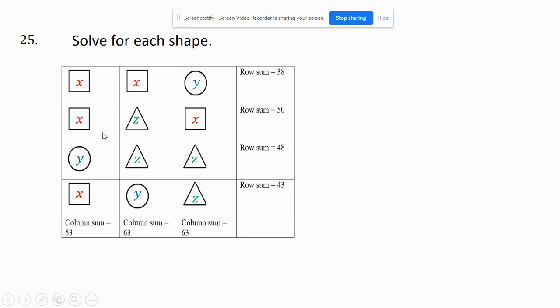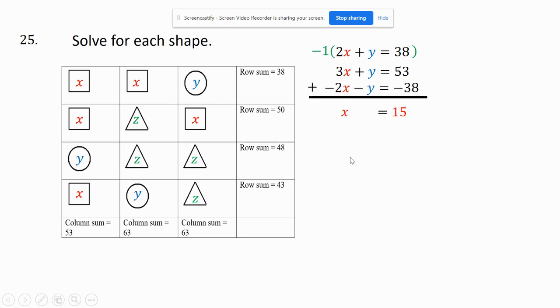Okay, and then for each shape, here's how I would do this. Treat the squares as x's, the circles as y's, and the triangles as z's, and here's what I know. 2x plus y is 38, 3x plus y is 53. That's going down the column here. And I just solved for this one, multiplied it by -1, so I can add those together by elimination. And so x is 15. So if I know x is 15, 2 times 15 is 30, and I'm going to subtract 30 from each side.